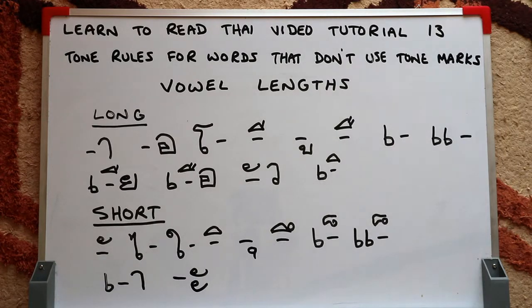So now we know the 3 pieces of information that are required to work out the tone for words that don't use tone marks. We know the initial consonant class, we know whether the syllable is live or dead, and we know the vowel length. So with those 3 pieces of information we can now work out the tone. So in the usual fashion, I'll get my assistant to write some sample words. I will give a brief explanation and then I will ask Pom to give the correct Thai pronunciation.